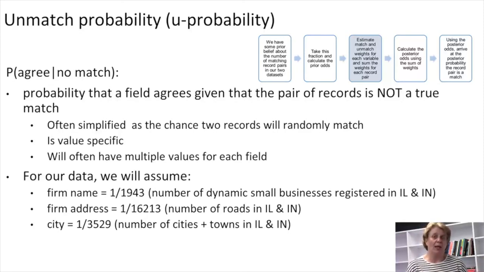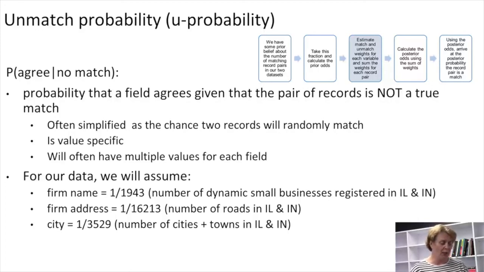So how are we going to do that? Well, for the particular example that we're talking about, which is firm data, let's make up some numbers. For the probability that the firm names are going to match, if you take a look at the corpus in Illinois and Indiana, there are a total of 1,943 dynamic small businesses registered in those two states. So, just common sense, it's 1 out of 1,943 times that I look at a small business that I'm going to pull out the same record.